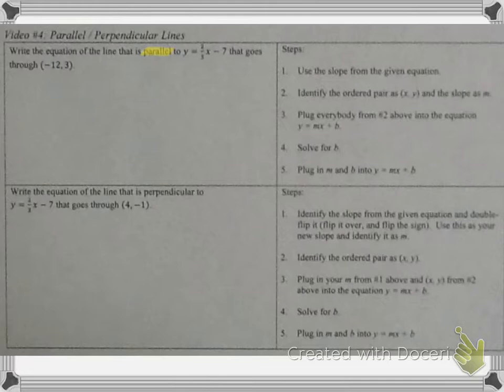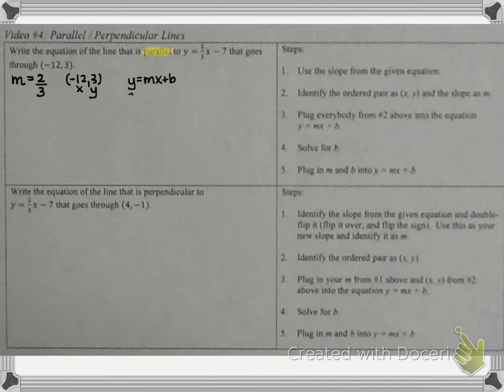In this case, my slope has been identified as 2/3, so I'm going to go ahead and write down that the slope I'm going to be using is 2/3. In addition, now I'm going to take that (-12, 3) point, and I'm going to identify that as x, y. So in order to write this equation, I'm going to go ahead and take out y equals mx plus b. And I'm going to plug everybody in where they belong.